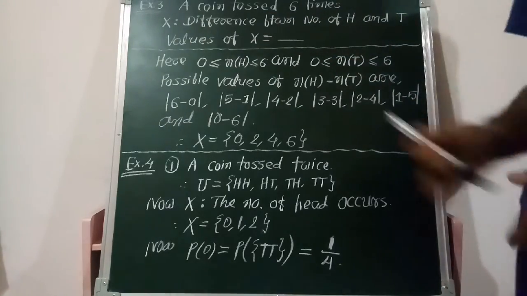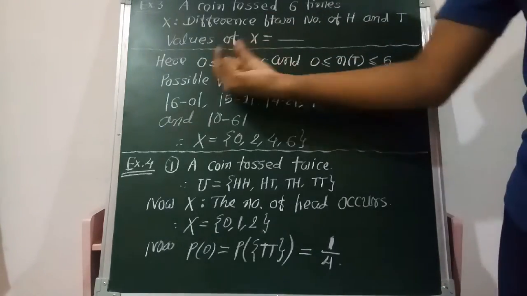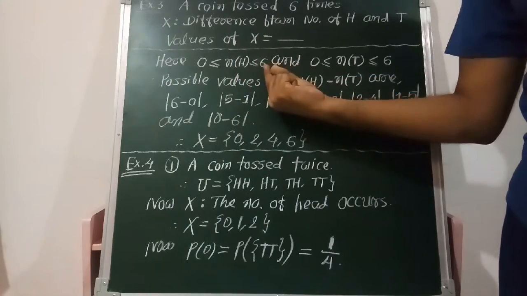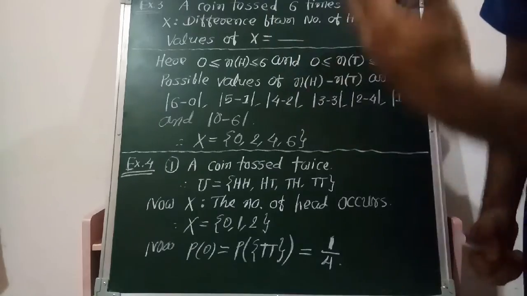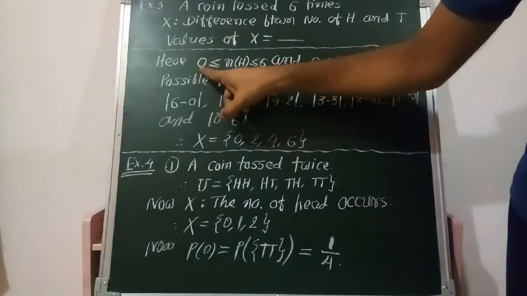Now a coin is tossed 6 times. So we know that the number of heads occurring is maximum 6 times, minimum 0 times. It means what? When you toss a coin 6 times, either tail occurs every time.